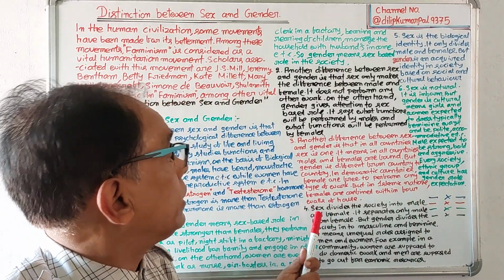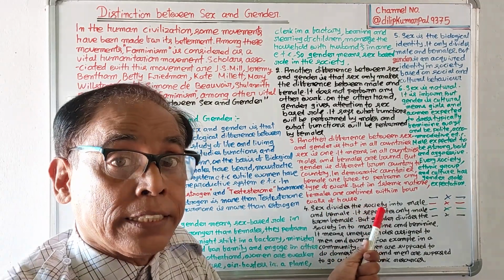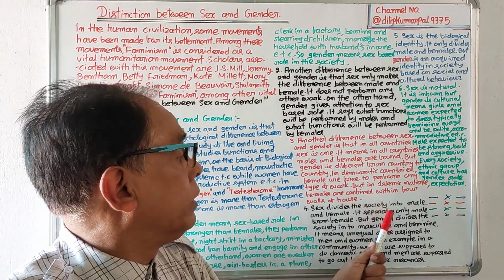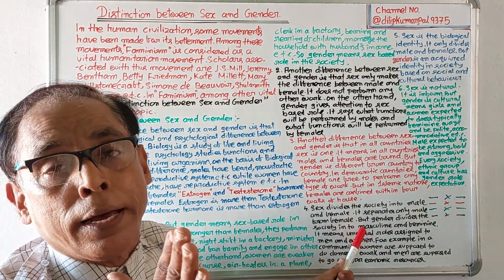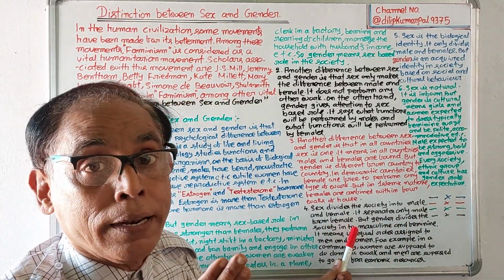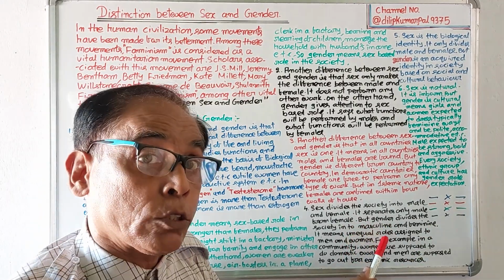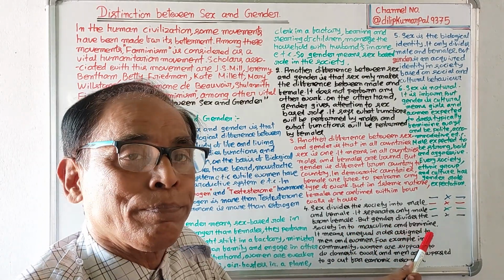Then the fourth difference between sex and gender is that sex divides society. Sex divides society into male and female. It separates only male from female. But gender divides the society into masculine and feminine.